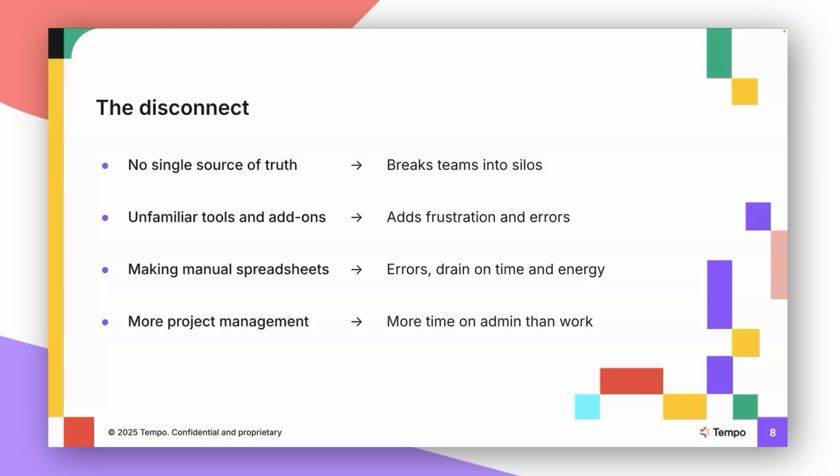Now, Jira may be the place where all the work lives, but let's be honest, it doesn't always magically connect the dots between time, cost, and capacity. So teams end up patching the gaps with spreadsheets or whatever finance tool is floating around that week.